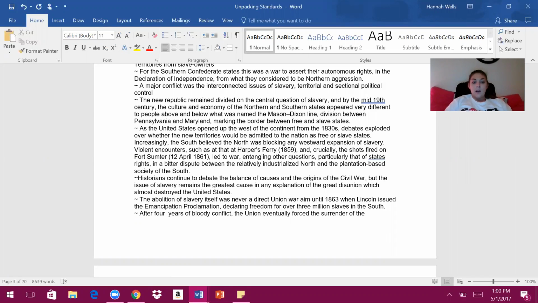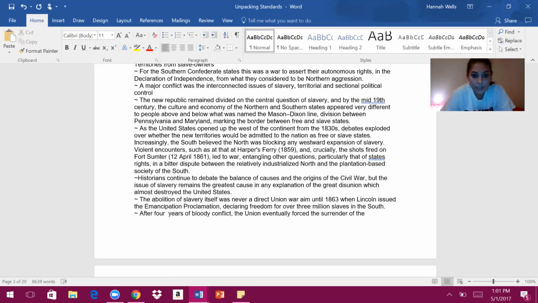As the United States opened up the west of the continent from the 1830s, debates exploded on whether the new territories would be admitted to the nation as free or slave states. Increasingly, the South believed that the North was blocking any westward expansion of slavery.